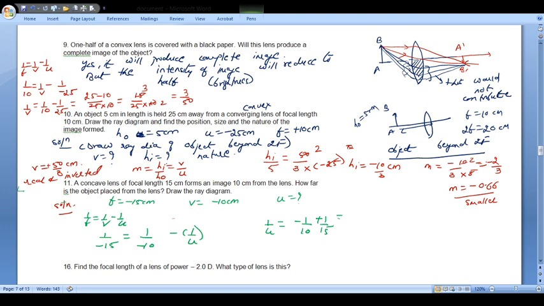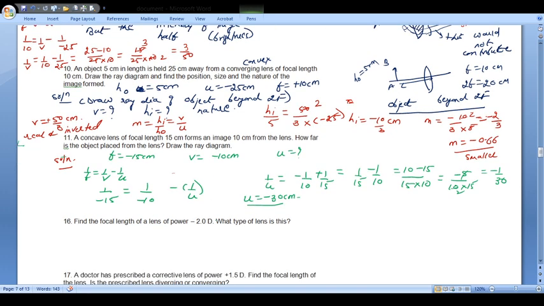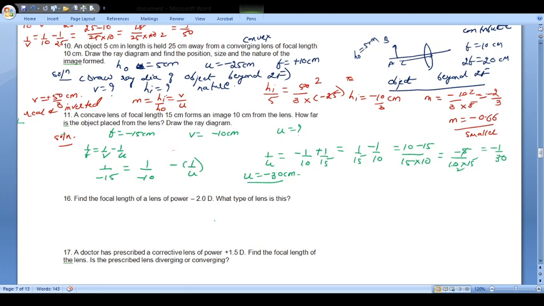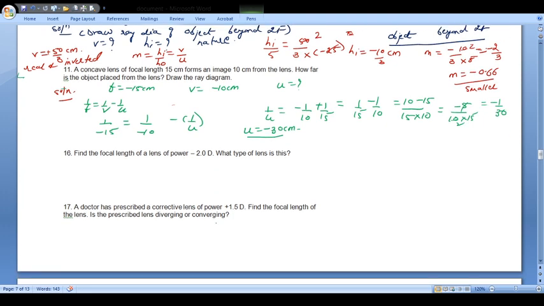It is minus 1 upon 10 plus 1 upon 15, that is 1 upon 15 minus 1 upon 10. This will be 10 minus 15 upon 15 into 10. So this will be minus 5 upon 10 into 15. 5 ones are 5, 2. So minus 1 upon 30. So you will find that u is equal to minus 30 centimeters. So this is the position of the object. The minus sign is indicating it is kept in front of the concave lens.